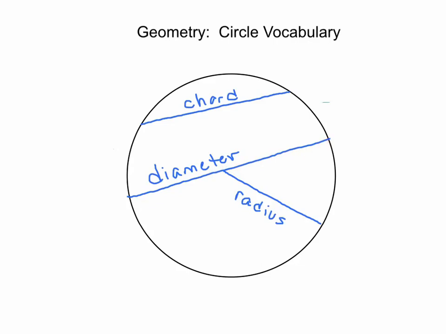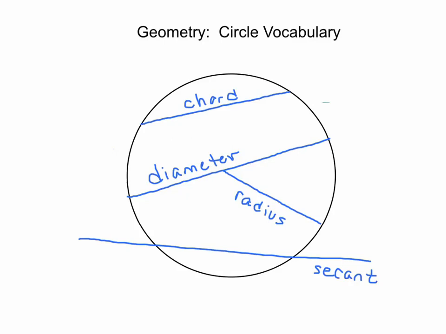And then in addition to these segments, we can also draw a segment that cuts through a circle. I'm going to draw one here, and that's called a secant. The word secant comes from the Latin root secare, which means to cut. So this is a line or a segment that cuts the circle and intersects it at 2 points.